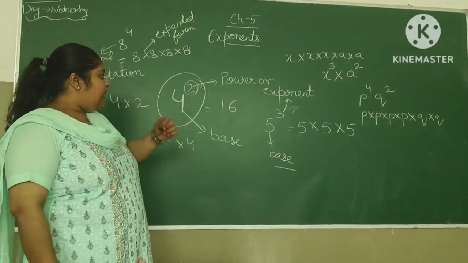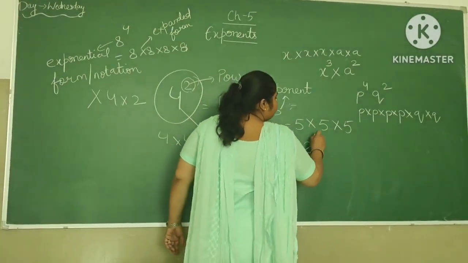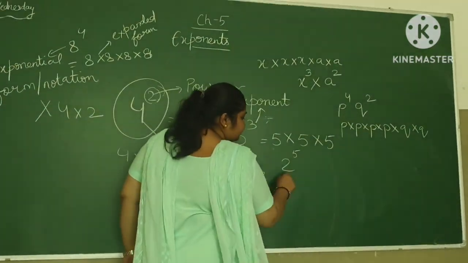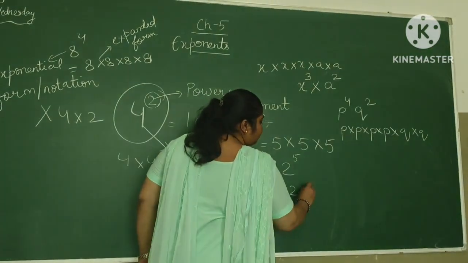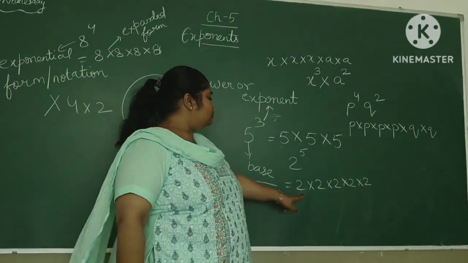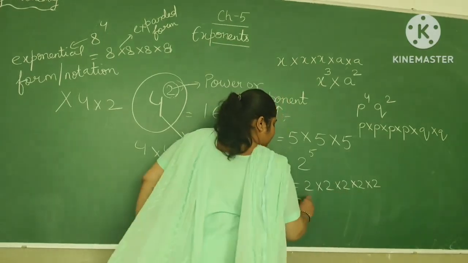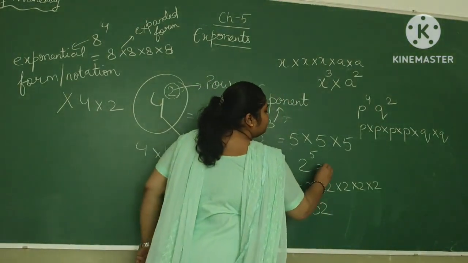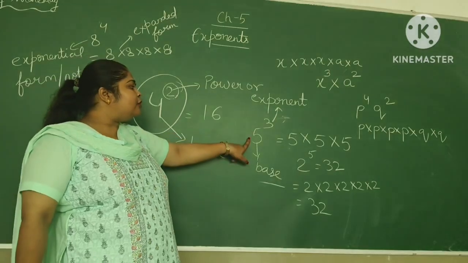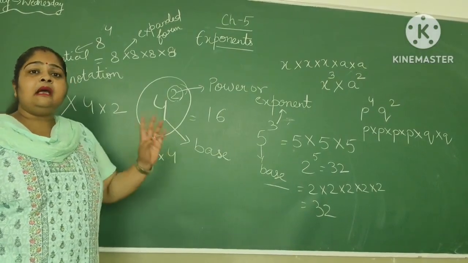Next, if the question comes to evaluate or find the value of the expression, for example 2 to the power 5, what will you do? 2 twos are 4, 2 fours are 8, 2 eights are 16, 2 sixteens are 32. So the answer of 2 to the power 5 is 32. Whenever the question comes, find the value of 5 to the power 3 or 4 to the power 2, write the number in expanded form and then simply multiply.